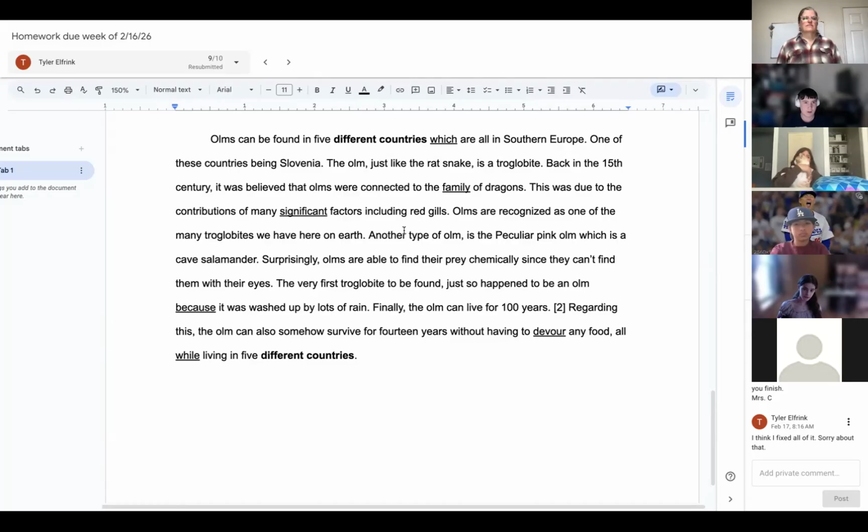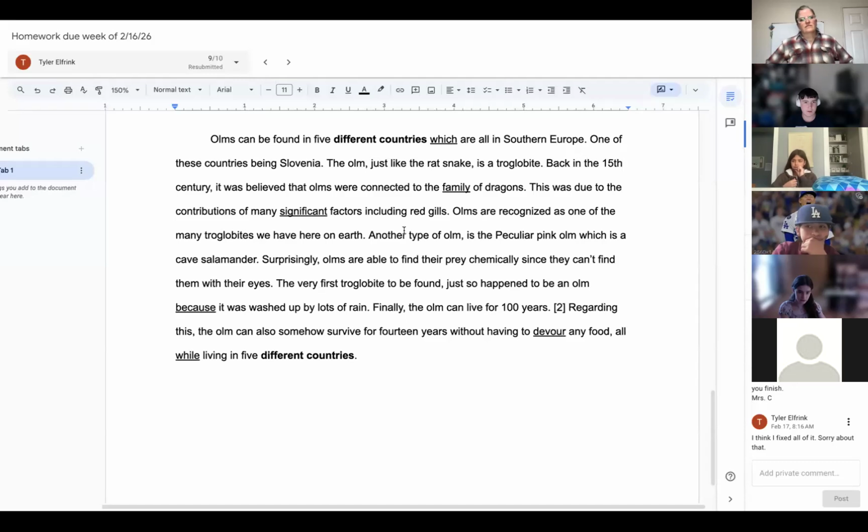This was due to the contributions of many significant factors, including red gills. Olms are recognized as one of the many troglobites we have here on Earth. Another type of olm is the peculiar pink olm, which is a cave salamander. Surprisingly, olms are able to find their prey chemically since they can't find them with their eyes. The very first troglobite to be found just so happened to be an olm because it was washed up by lots of rain. Finally, the olm can live for 100 years.